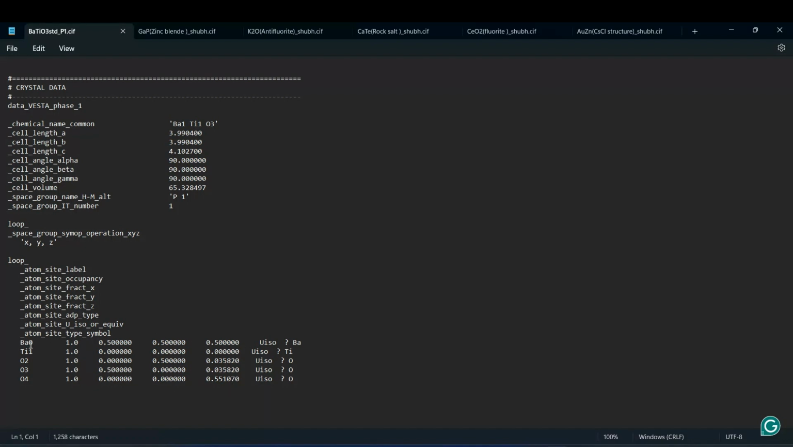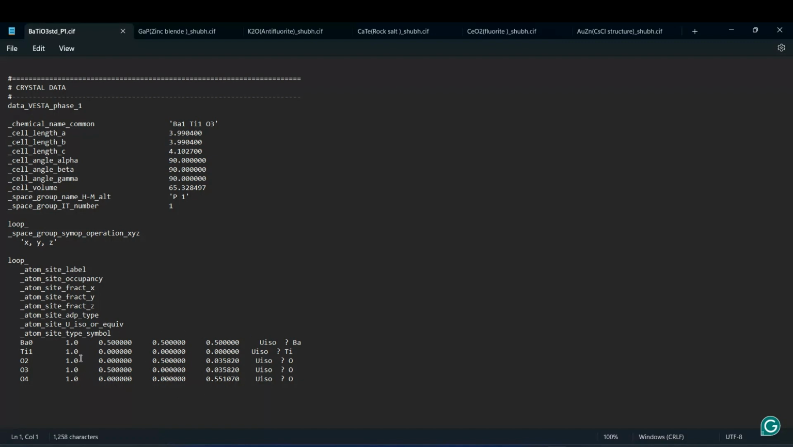So barium, the zeroth atom, is at 0.5, 0.5, 0.5. Titanium 1 is at 0, 0, 0. Oxygen 2, 3 are three different kinds of oxygen, not three different positions of the oxygen, based on which they have different coordinates. And these are the fractional coordinates: 0.5 of the unit cell in a, 0.5 of the b, and 0.5 of the c. So these are the fractional coordinates.